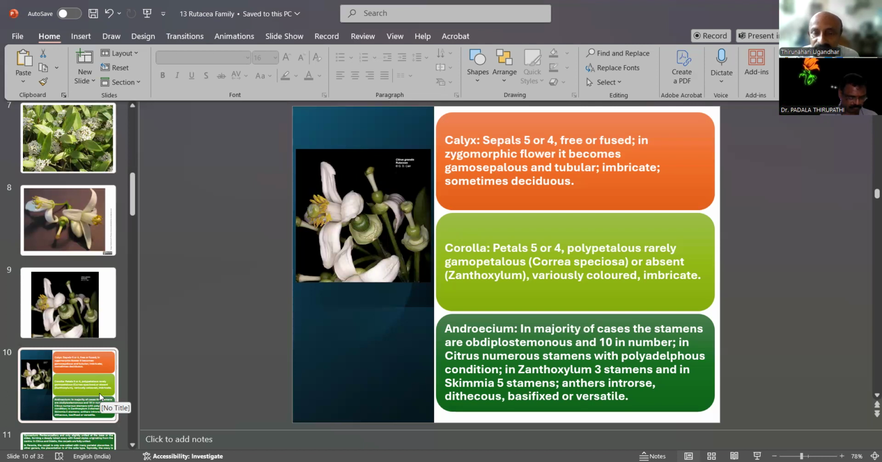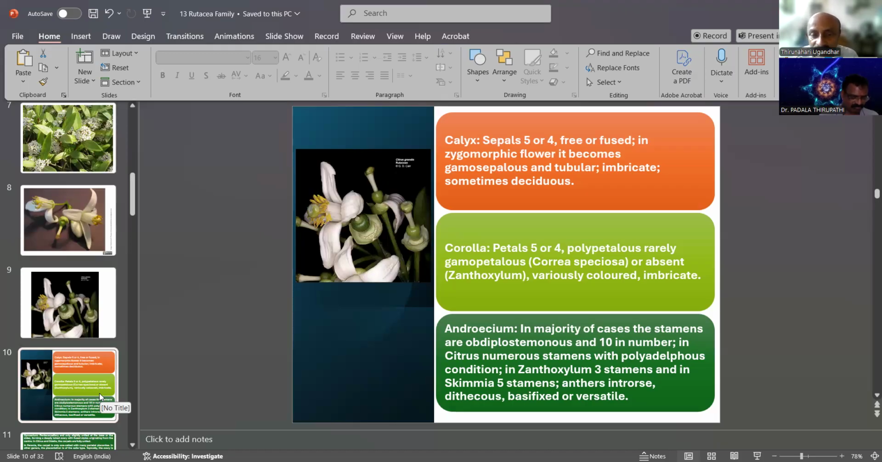Then the androecium is the essential part of the flower. In the majority of cases, the stamens are obdiplostemonous and 10 in number, 9 plus 1, diadelphous. In citrus, there are numerous stamens, polyadelphous. The polyadelphous condition is also found in Xanthoxylum with 3 stamens, and in Skimmia with 5 stamens, and the anthers are introrse or dithecous, and basifixed or versatile. Basifixed in some flowers, and sometimes versatile.